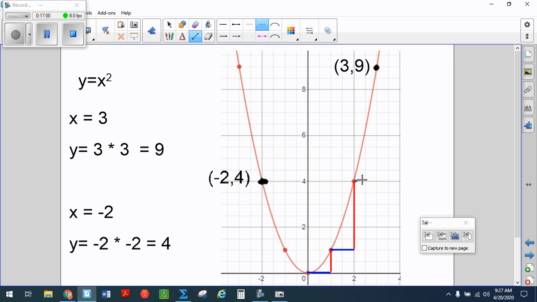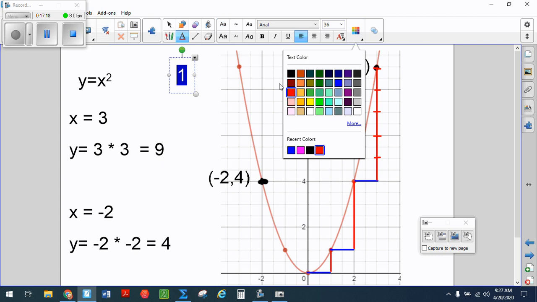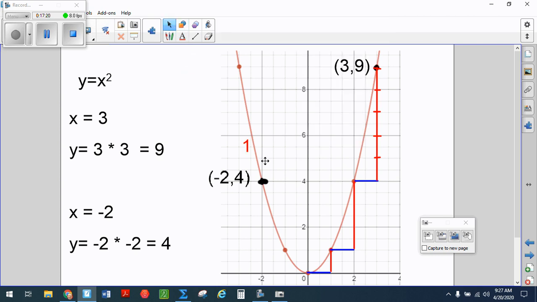If I go over 1, which is 2 boxes, each of my boxes is a half, and I go up to this one, it went up 1 unit, 2 units, 3 units, 4 units, 5 units. So we went up 1 unit to go from the first point to the second point.